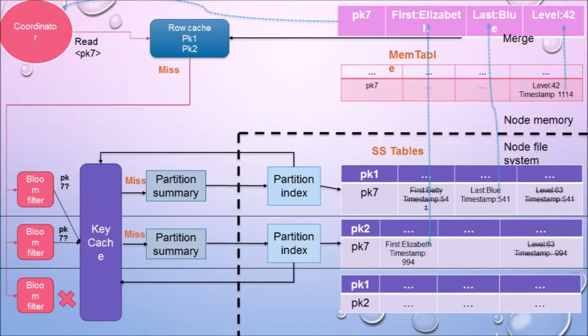All right, and what then happens is when you get a hit, you get values from these SS tables, and then they are merged with values which are there in the mem table, because there could be values in the memory which are not flushed to SS tables yet. So there is a merge process that goes on with values in the memory and values in SS table, and that merged value is the one that you see, Elizabeth, last name Blue, level 42, which is then returned to the coordinator. Any questions so far?